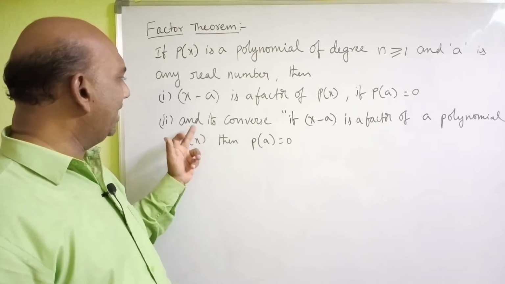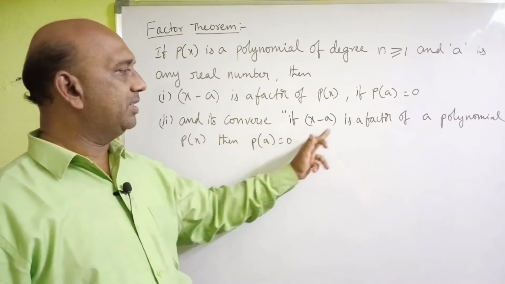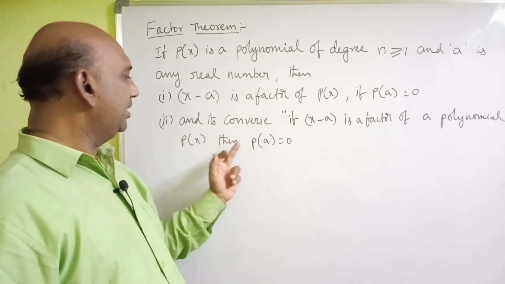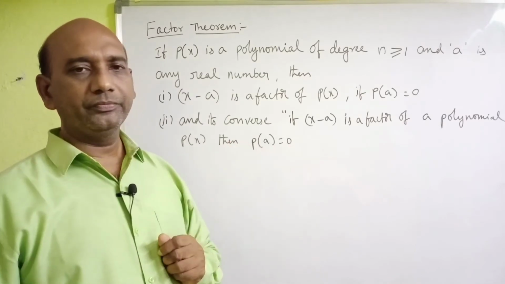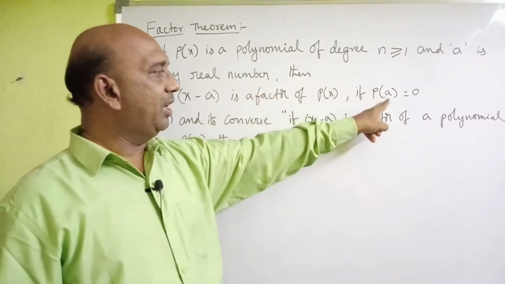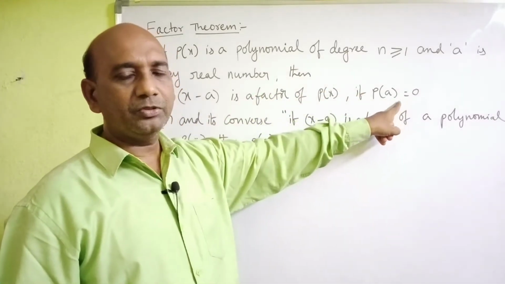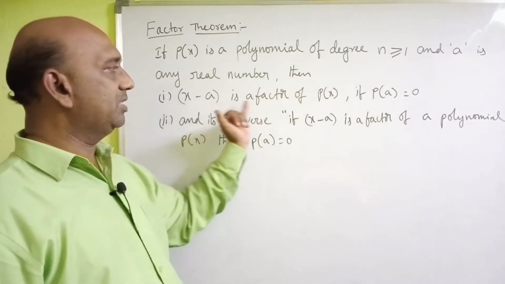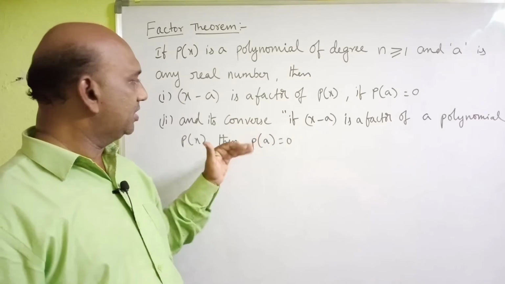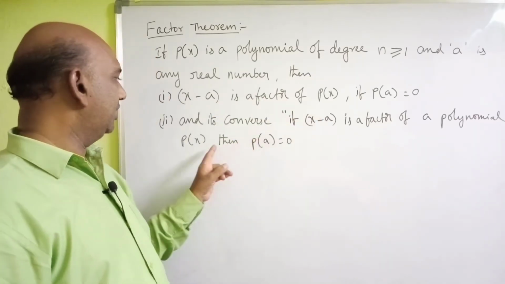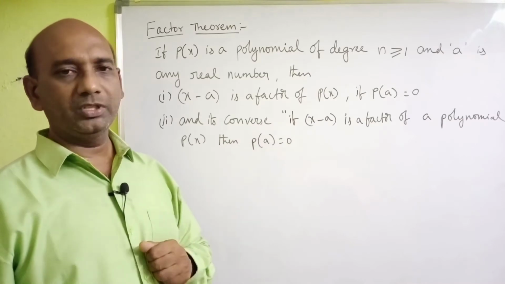Conversely, and it's the converse, if x minus a is a factor of a polynomial, then p of a equal to 0. Here what we said, if p of a equal to 0, that means after substituting a in place of x, if it is equal to 0, then x minus a is a factor of p of x. Conversely, if x minus a is a factor of the given polynomial, then p of a equal to 0.